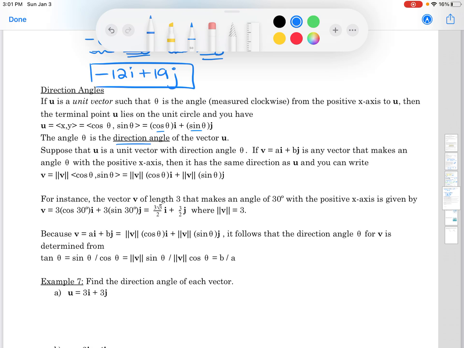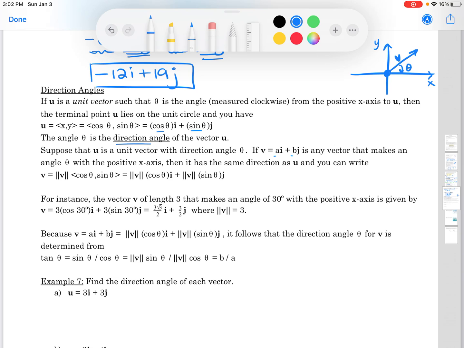So if v is equal to ai plus bj, where a and b really are the components of v, this is going to be any vector that makes the angle theta with the positive x-axis. Then it has the same direction as u. So what we're looking at really here is, here's my x and my y-axis, right? And we have some vector on here. We'll put it in standard position. So here's my vector. The angle we're talking about is right here, this angle right here. And this is our vector v.